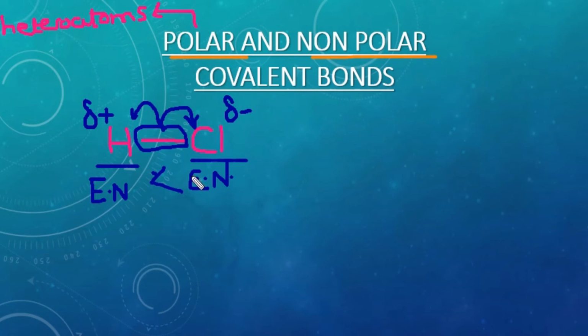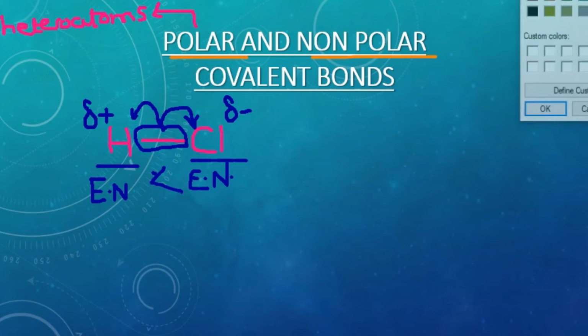Why? Because there is unequal sharing of electrons, and these delta signs that I have written indicate that the partial positive and partial negative charges are created due to the unequal sharing of the shared pair or the bonded pair between the two atoms.